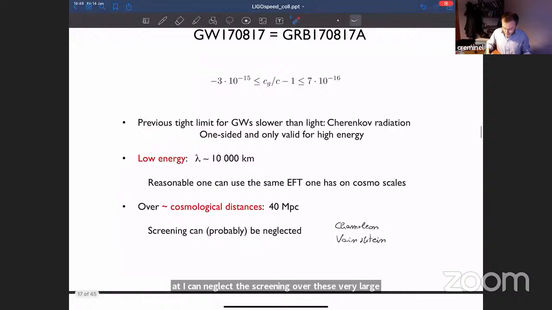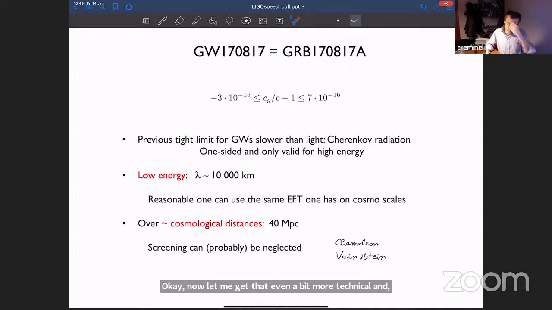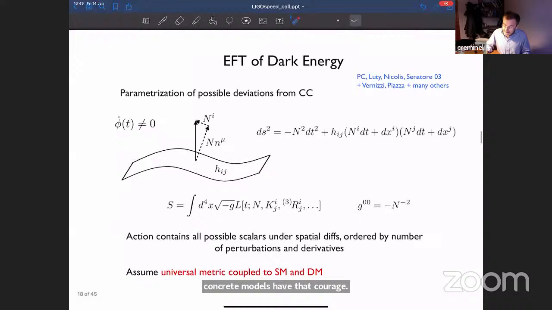Okay, now let me get even a bit more technical, because I want to explain what happens when you use these constraints on concrete models of dark energy. Well, as I said, we don't have very concrete models of dark energy. So people are more parametrizing dark energy because we don't know what it is. Let me focus on a particular parametrization of dark energy that goes under the name of effective theory of dark energy. A very similar idea was applied to inflation. There will be some details and some complicated formulas, but I just want to convey the idea. The details you can find in the papers.